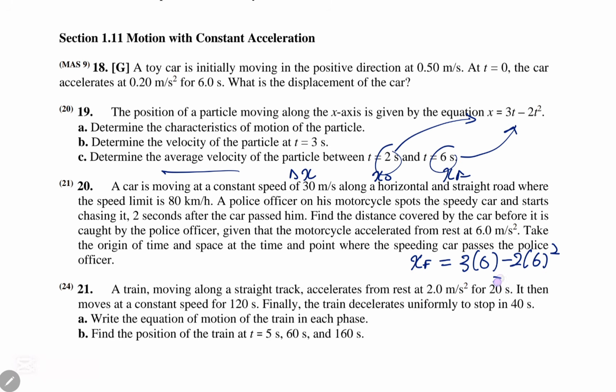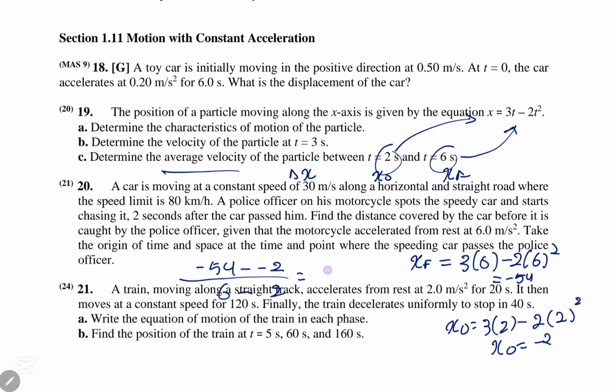I got minus 54. And then x initial, it's 3 times 2 minus 2 times 2 squared. So 3 times 2 minus 2 times 2 squared, that's going to be minus 2. So x initial is minus 2. So minus 54 minus 2 divided by the change in time, which is 6 minus 2. So minus 52 divided by 4. I think that's 13. Yeah. So minus 13. So the average velocity between the times 2 seconds and 6 seconds is minus 13 meters per second, okay?